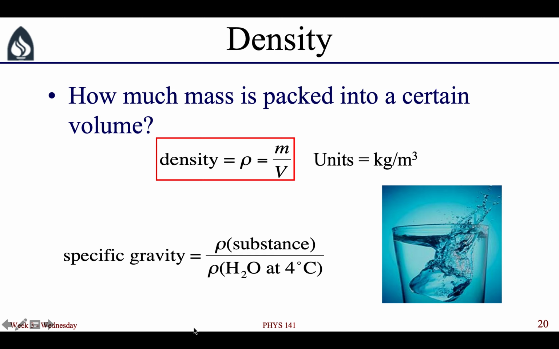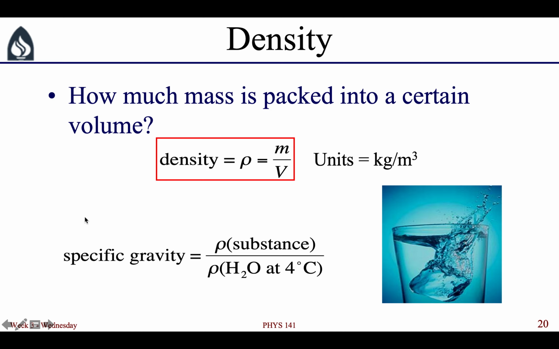Next, we want to look at a couple of concepts that are applicable to all states of matter. One of these is density. Density tells us how much mass is packed into a certain volume. Density is calculated by taking the total mass and dividing by the total volume. For density, we use the symbol rho, the Greek character rho. The units of density are kilograms per cubic meter.